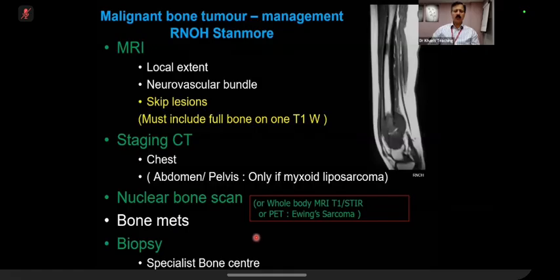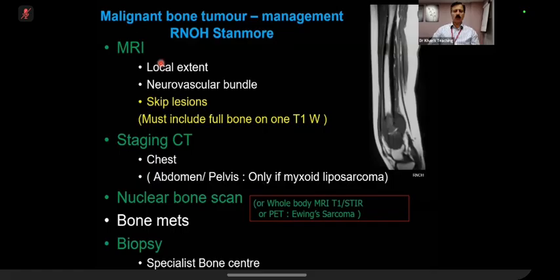So this is the biggest bone tumor center in Europe. So we usually just say, I'll refer it to RNOH or to Stanmore, but you can simply use the words bone tumor center. So, and how are you going to stage and things like that?